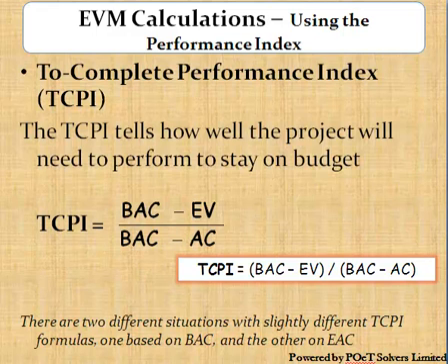The To Complete Performance Index, or TCPI, tells us how well the project will need to perform to stay on budget, whether it's the original budget, the BAC, or the newly forecasted one, the EAC. The TCPI is BAC minus EV divided by BAC minus AC. Note that this index tells us how we must perform to deliver the project within the original budget. We will look at the formula for delivering the project within the new forecast, that is the EAC, before the end of this video.